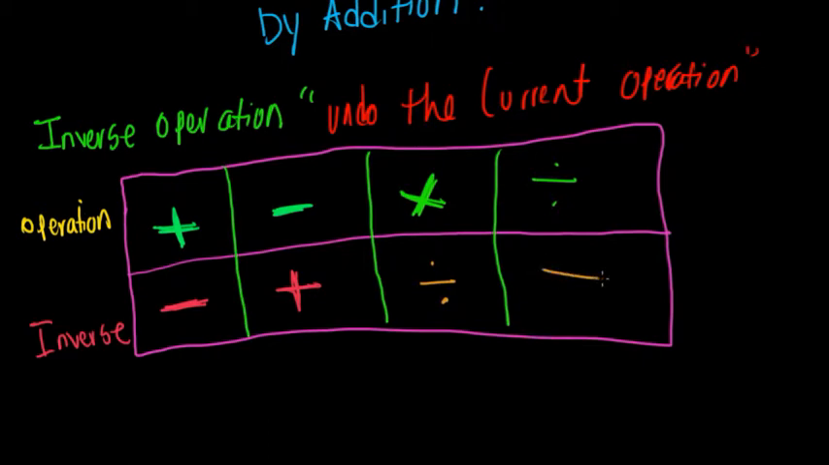Okay? So what this says is that the inverse operation of addition is subtraction. The inverse operation of subtraction is addition. The inverse operation of multiplication is division. And the inverse operation of division is multiplication. So anytime we're solving equations and we see something added, and it's keeping my variable from being alone, we want to get rid of it. We're going to have to do its inverse operation. We're going to have to subtract that from both sides.